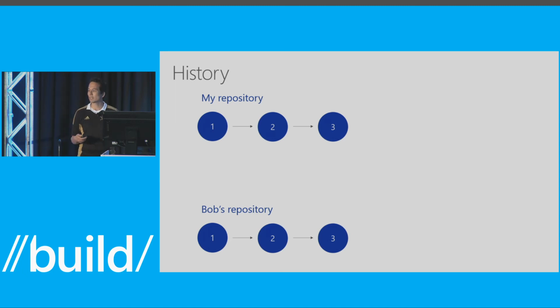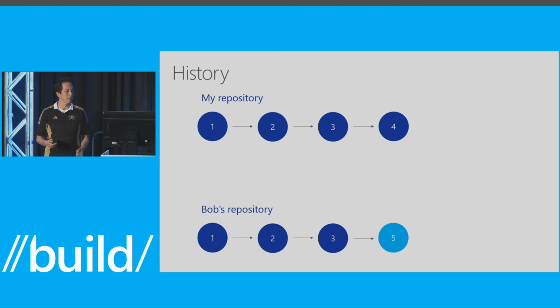So when Bob's working locally on his repository, he can make changes and all that. And what will naturally happen is these repositories will diverge. I will make commit 4 here, and Bob will make commit 5 on his. And at some point, we need to reconcile these things.